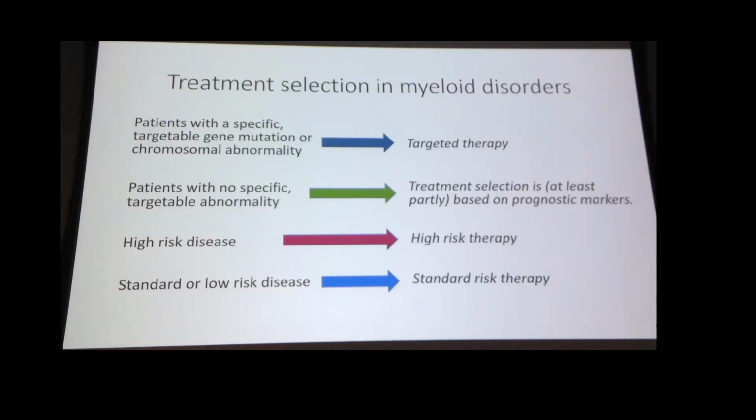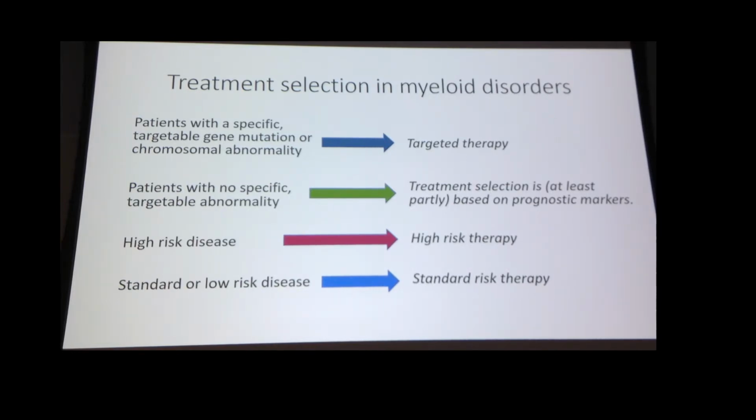And that's exactly what we try to do in myeloid disorders, where I think this whole idea of prognostic markers is particularly important. Now, in myeloid disorders, we have a small number of patients who have a disease that's characterized by a specific targetable gene mutation or chromosomal abnormality. These patients have something like chronic myelogenous leukemia with BCR-ABL rearrangements or acute promyelocytic leukemia that can be treated with ATRA. These patients can get targeted therapy directed at their underlying abnormality.